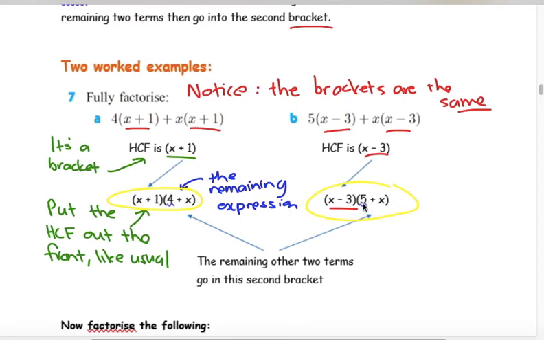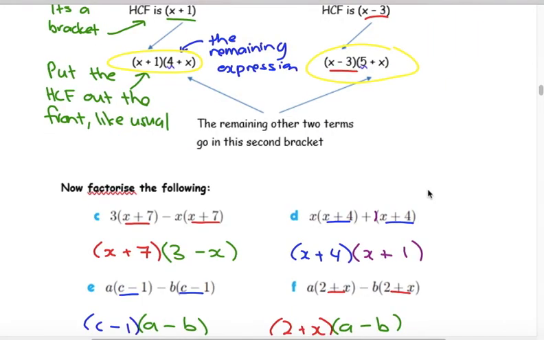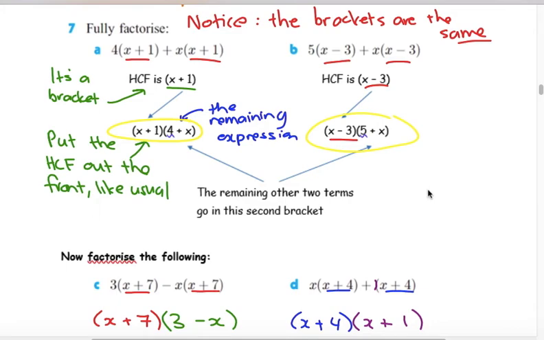And it makes sense because 5 times this bracket makes 5 lots of x minus 3, and x times this bracket makes x minus 3. So it does make sense. So the remaining two terms go in the bracket, meaning the 5 and the x go into the second bracket, the 4 and the x go into the second bracket. Now let's try some more. Feel free to pause and try them yourself, or you can do them with me. It's fine because you'll do plenty when you do the exercises.